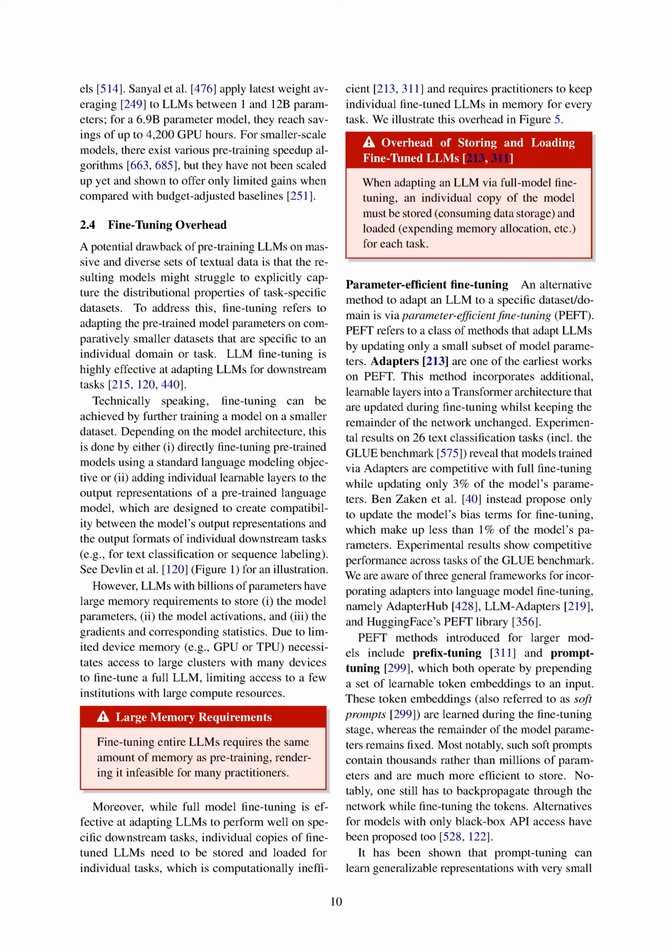Section summary. The authors of the paper propose using a technique called stacking to train a larger language model, LLM, by leveraging a smaller pre-trained model. They also suggest progressively increasing the batch size during training and applying weight averaging to further optimize the training process. However, a potential drawback of pre-training LLMs on large datasets is that they may struggle to capture the specific properties of task-specific datasets, which can be addressed through fine-tuning. Fine-tuning involves adapting the pre-trained model on smaller datasets specific to individual tasks, but it requires large memory resources and can be computationally inefficient.